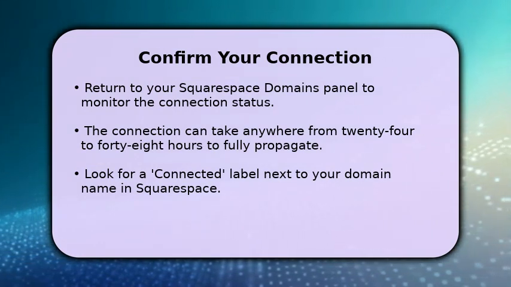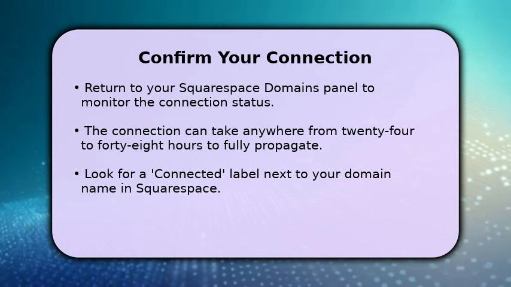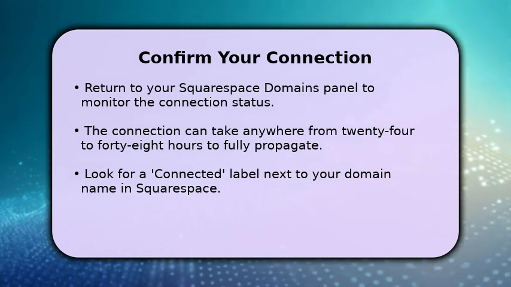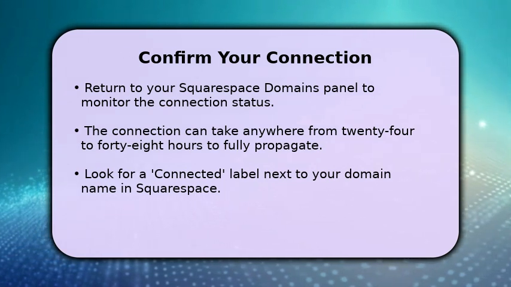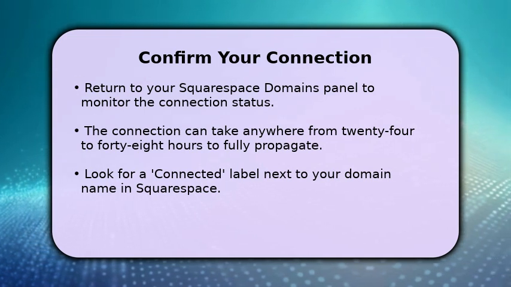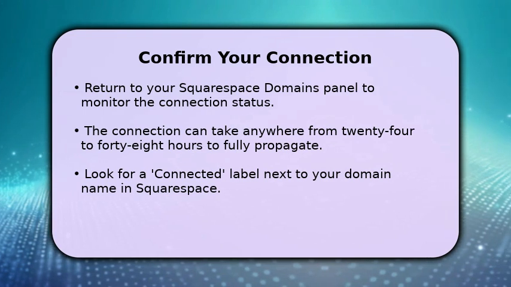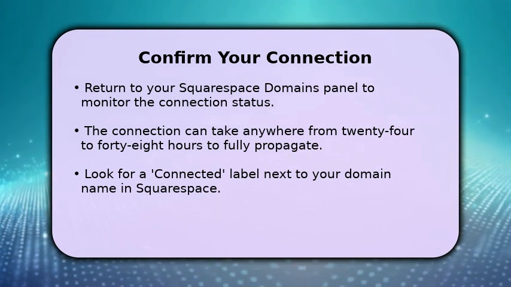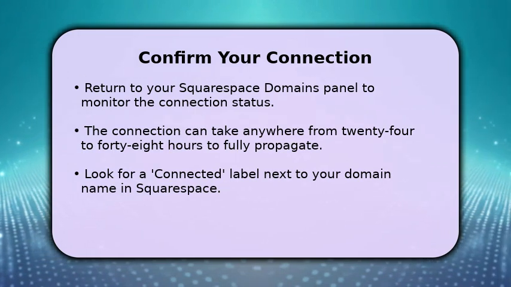It's important to understand that domain connections can take some time to fully propagate across the internet, typically between 24 and 48 hours. You'll know the connection is successful when your domain displays a connected label in Squarespace. Finally, open a web browser and type in your domain name to confirm it now correctly directs to your beautiful Squarespace website.